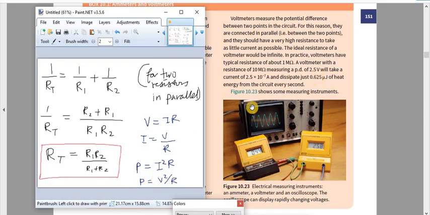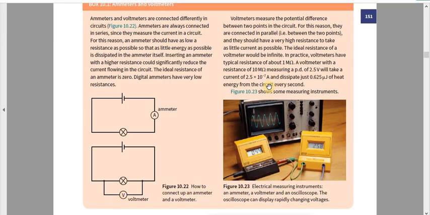So you can use the values 2.5 if you're using this equation. 2.5 squared divided by 10 megaohms will give you 0.625 microjoules of heat energy used through that voltmeter every second. Okay, so this is joules. Joules is the unit of heat.